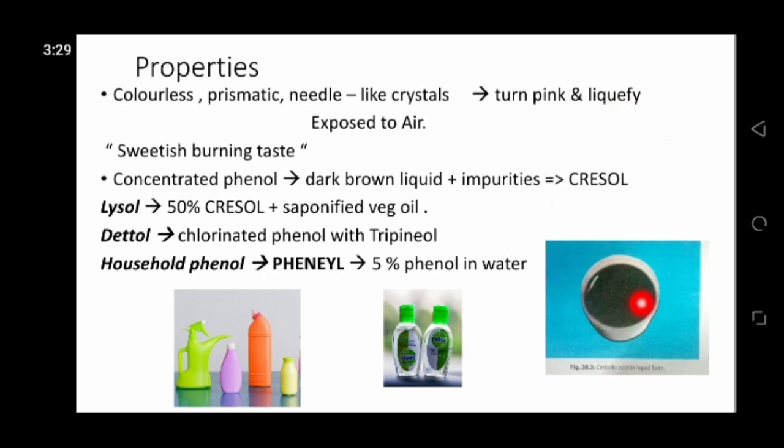Here I am showing the carbolic acid in liquid form. Lysol, which we use in routine life as a mopping floor cleaning liquid, and Dettol, which we also sometimes use, and household phenol, all contain phenol. So it may be suicidal poisoning or accidental poisoning in children. So we must be alert and keep these things away from our children.